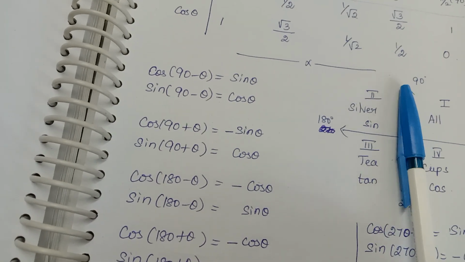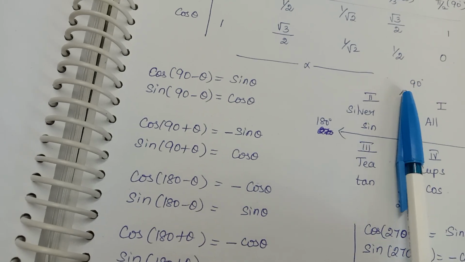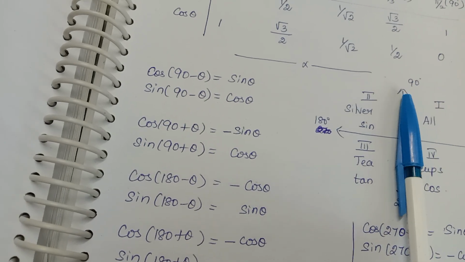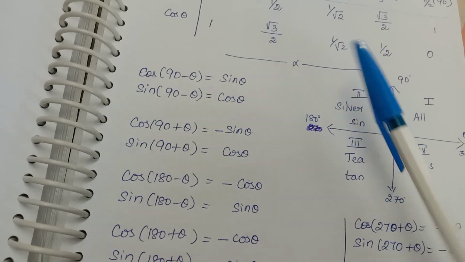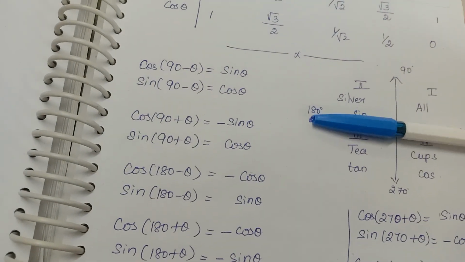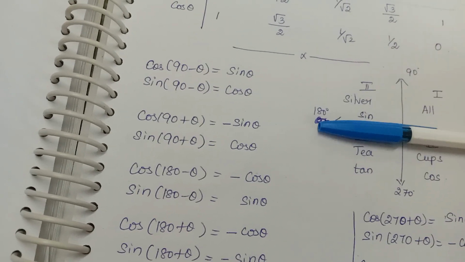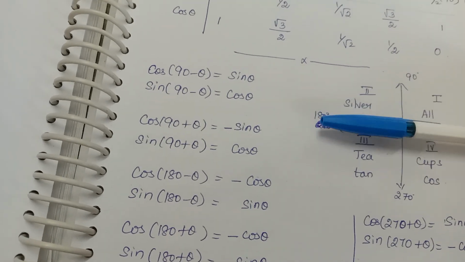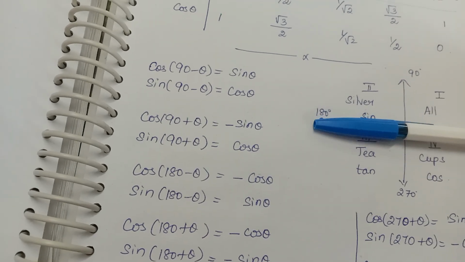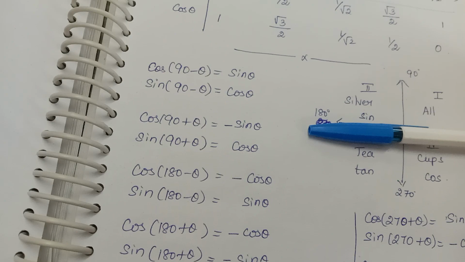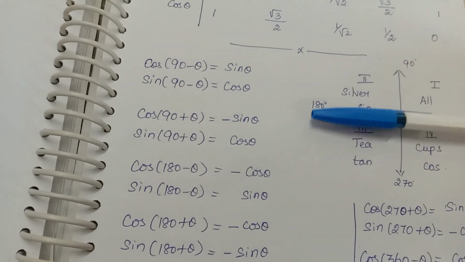That is, if you have cos 90 plus or minus, or cos 270 plus or minus, it will get reversed, both for cos and sine. With respect to the horizontal axis, that is either 180 degrees or 360 degrees, they will retain the same value. That is, cos remains cos itself and sine remains sine itself. Whether it is 180 minus or 180 plus, or 360 plus or 360 minus, it will remain the same function.